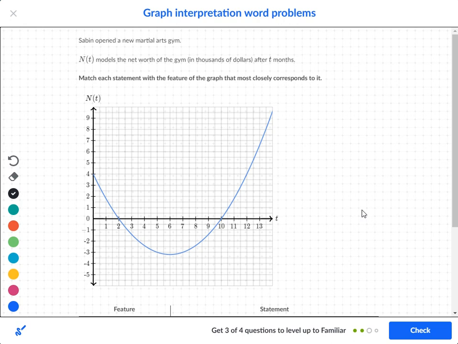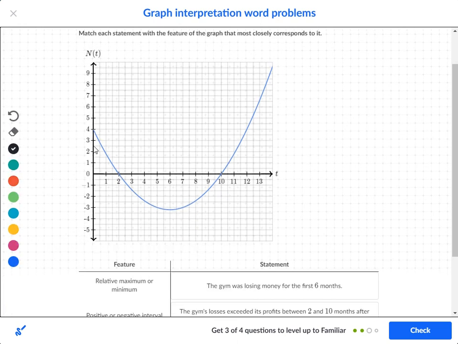Okay, next one. Saban opened a new martial arts gym. The function N(T) models the net worth of the gym in thousands of dollars after T months. So remember, the letter T in there is time. This is based on your months. And what the function is talking about, this N is his net worth. And the net worth is how valuable your business is.